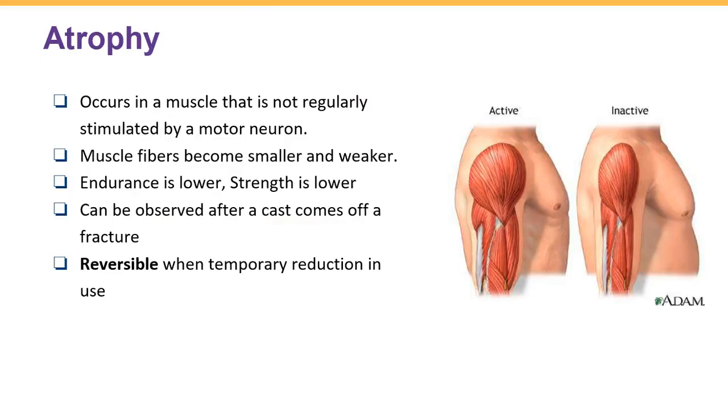Okay, now let's go over some important terms regarding the muscle. We have muscle atrophy. Muscle atrophy happens when a muscle is not used or regularly stimulated by a motor neuron. When this happens, the muscle fibers get smaller and weaker. This means the muscle loses its strength and endurance, so it cannot work as well.